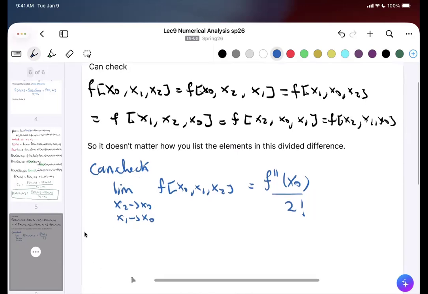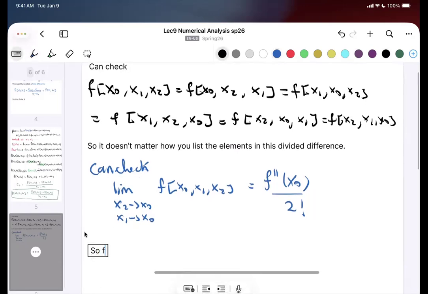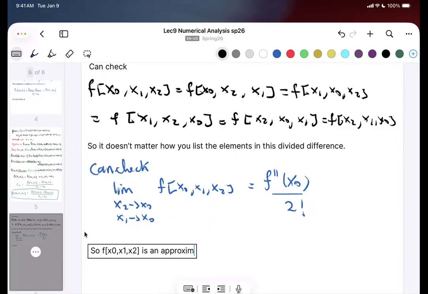So f of x0, x1, x2 is kind of like an approximation to the second derivative in a sense. And again, that will be a useful idea when we talk about differential equations, because if you want to use a numerical method to solve a differential equation, you want to approximate the derivative with a finite version of it. So you can use these divided differences.